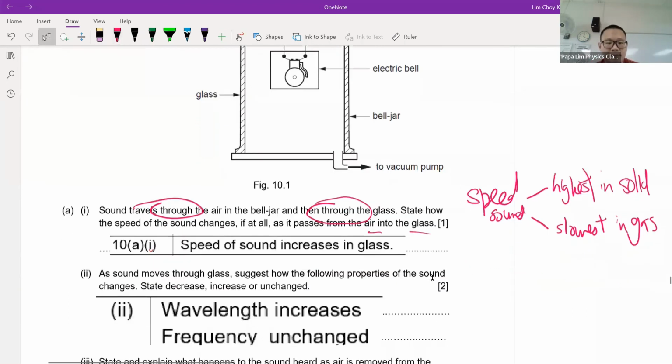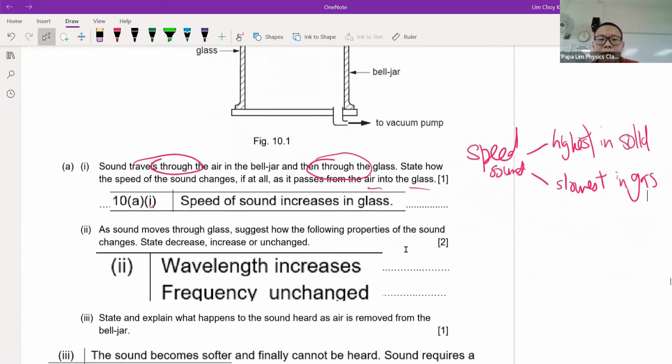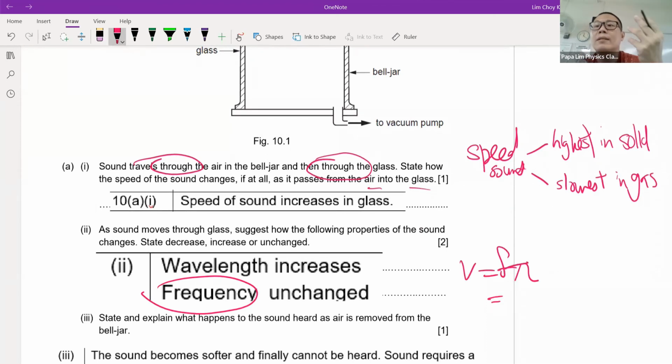Now as the sound moves through, what are the things that remain the same, and what are the things that will change? Always remember the speed of sound changes. Frequency is like the IC, or the identity, of the sound itself. So usually when sound passes through different media, the frequency actually remains unchanged. How do I know? Because frequency is like the identity of the wave itself. When I travel through different media, I am still that particular sound, still of that particular frequency. Even though I'm in a different medium, I am still classified by my frequency.